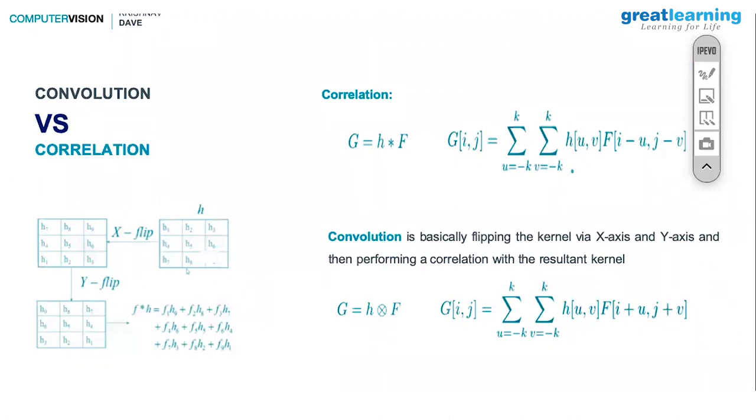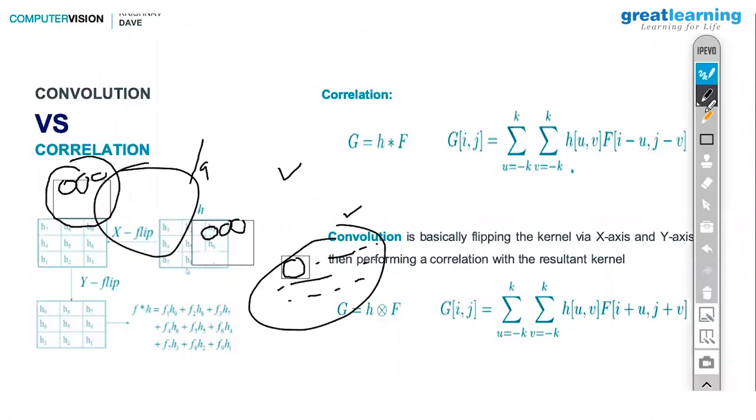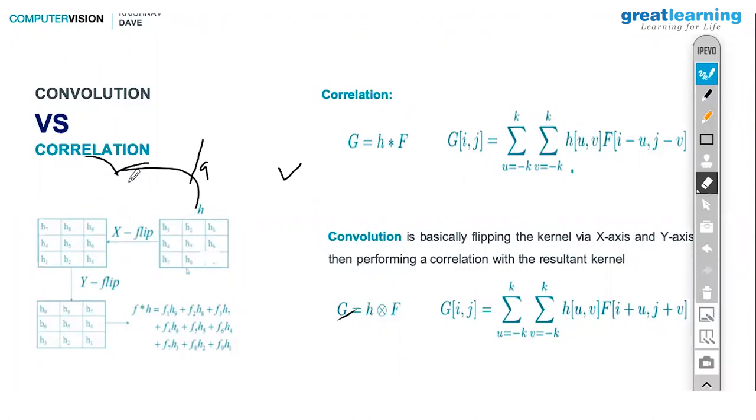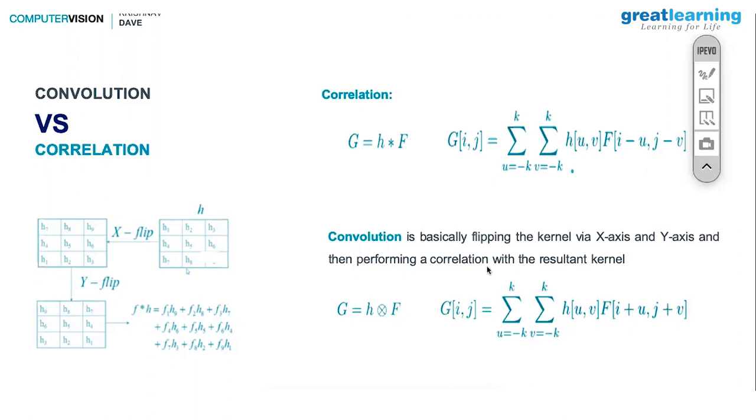So what is the difference between correlation and convolution? In correlation we multiply, and in convolution also we multiply. The only difference here is, every time you want to use a filter, you flip it. You don't use the same filter every time. You keep flipping. Now what do I mean by this? Let me show you an example.